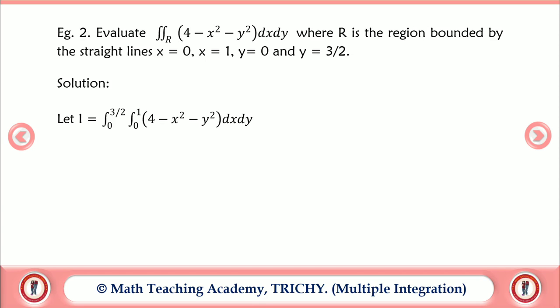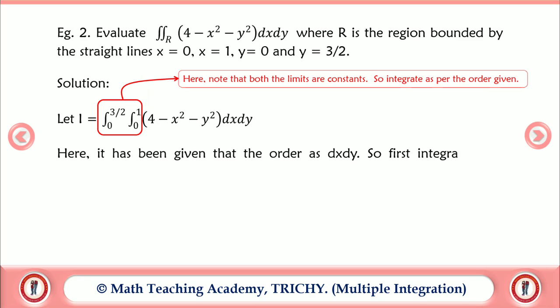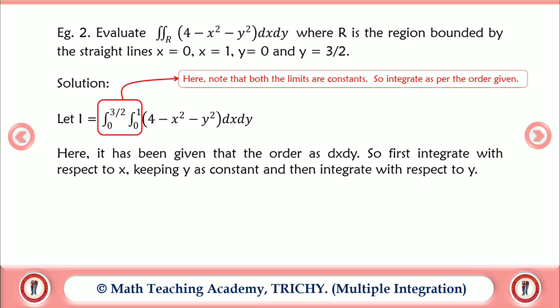So let I equal integral 0 to 3 by 2, integral 0 to 1, of 4 minus x squared minus y squared dx dy. Here the limits are given as x equal to 0 to x equal to 1, y equal to 0 to y equal to 3 by 2. Note that both the limits are constant, so integrate as per the order given. Here the order is given as dx dy, so first integrate with respect to x keeping y as constant, and then integrate with respect to y.